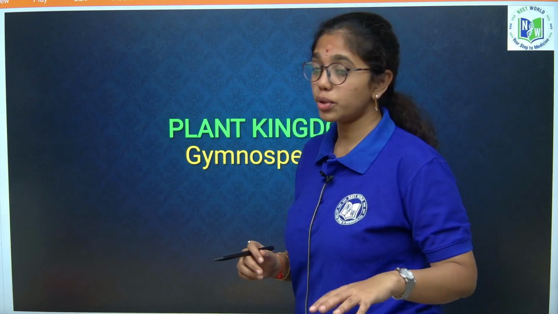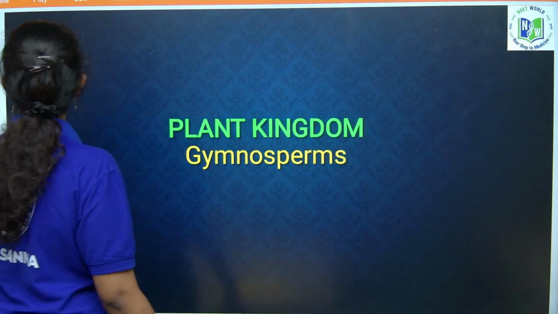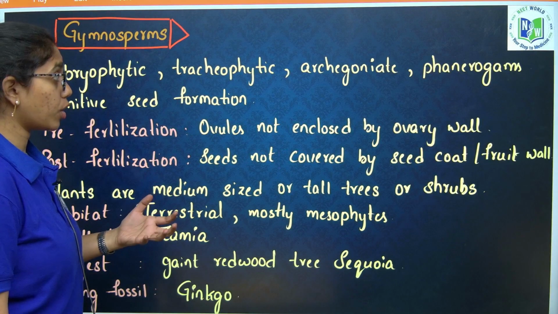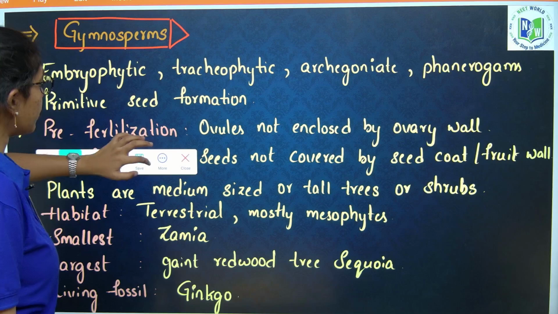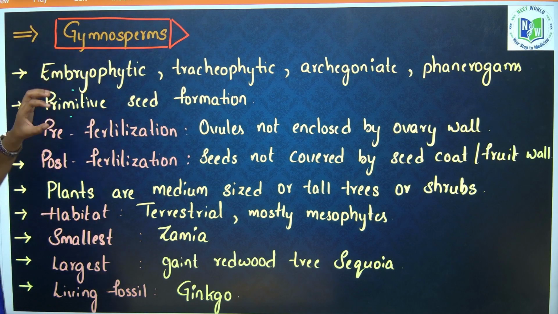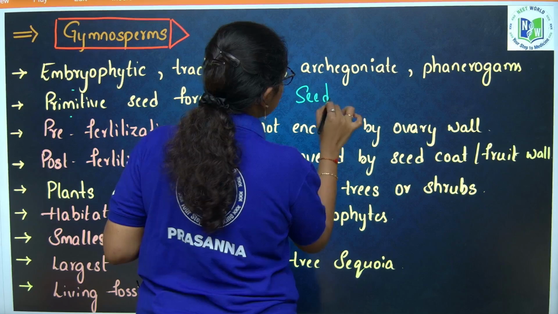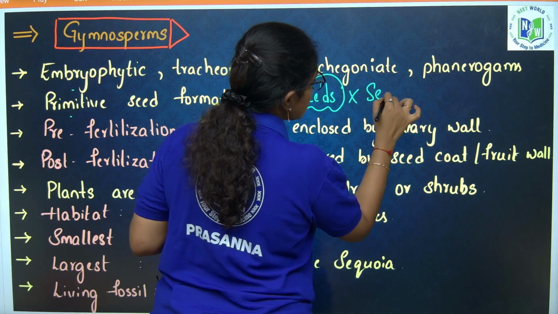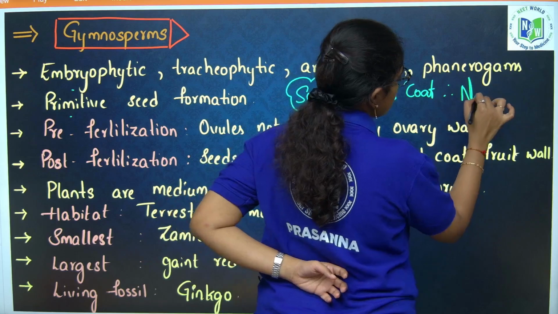Here we are to discuss Gymnosperms from the chapter Plant Kingdom. If you look into the general characteristics of Gymnosperms, they are embryophytic, tracheophytic, archegoniate, phanerogams. Archegoniate is the female gametophyte, phanerogams means flowering plants. They show primitive seed formation, which means seeds without seed coat, which means naked seeds.